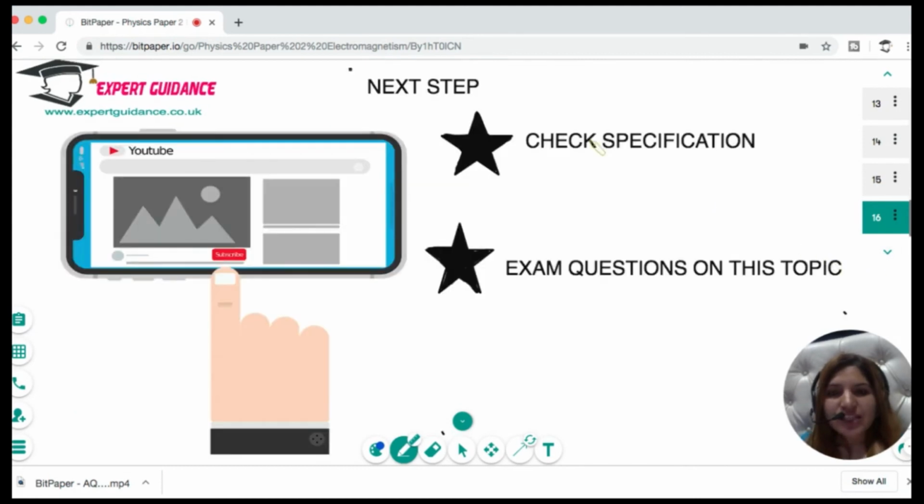So now, as always, our next step is to check the specification and make sure everything which is there in the specification is crystal clear to you. Exam questions on this topic can be found on my website.